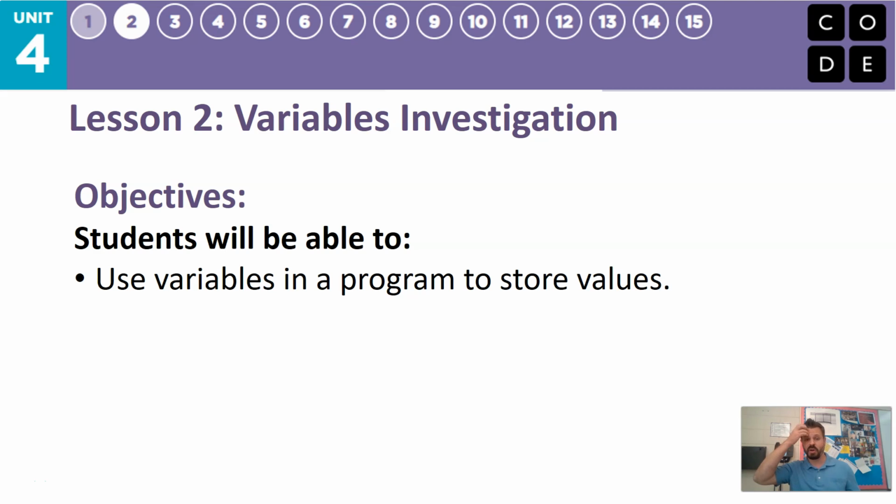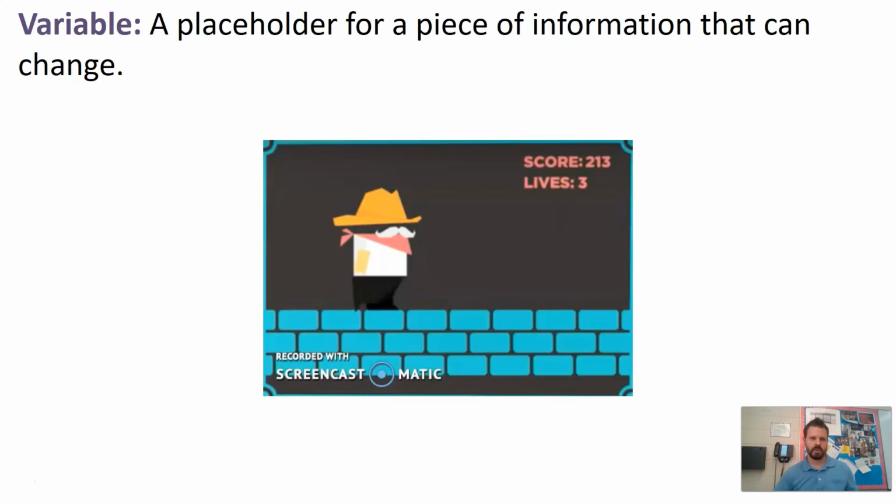Objective is going to be to use variables in a program to store values. So let's start off by defining a variable as a placeholder for a piece of information that can change. Anytime you want to store information, anytime you want to keep track of some type of information, you're going to use a variable.